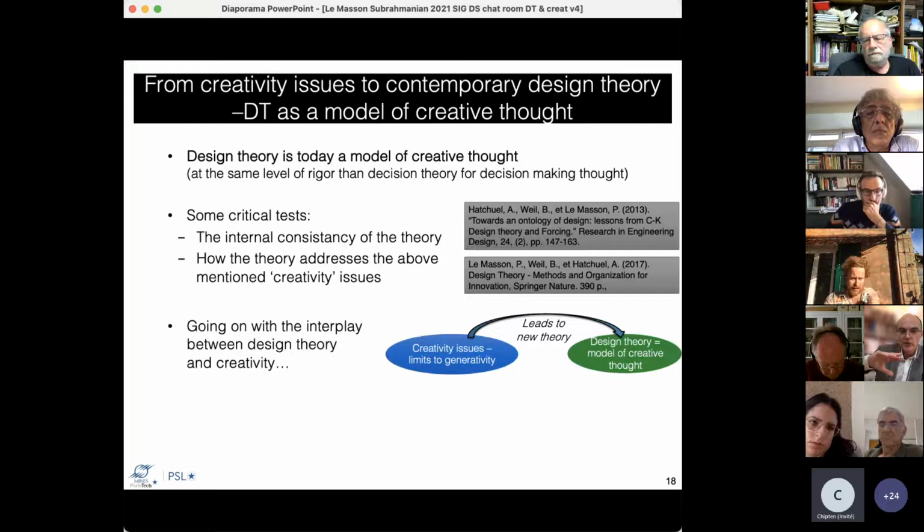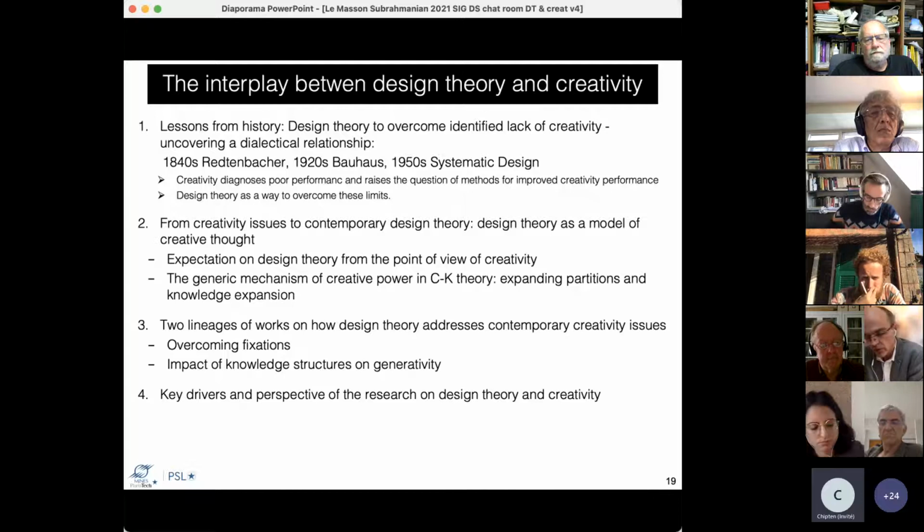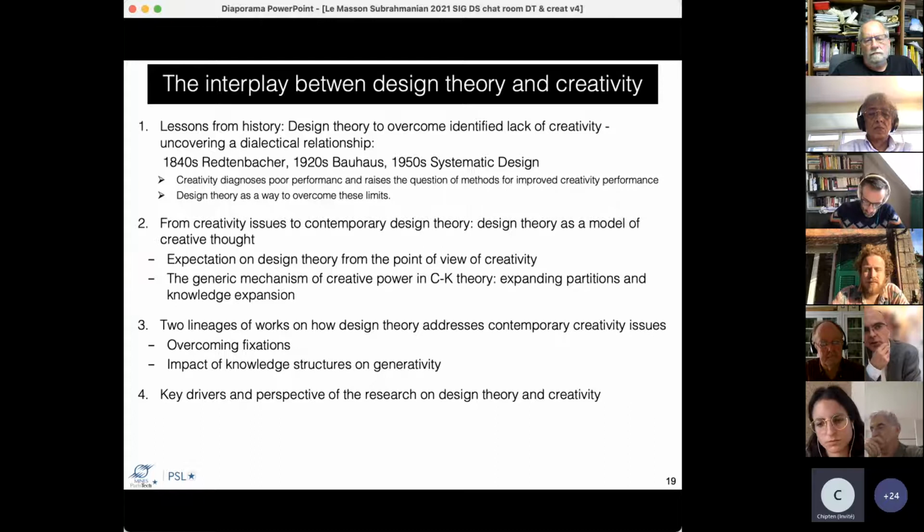We see that we have covered a first movement from creativity issues to design theory as a model of creative thought. And of course, the rest is now to wonder whether, based on this design theory development, we can now provide new grounds and new perspectives for studies on creativity phenomena. This is what we do in the third part. It would be very long to show you all the works that have been done based on design theory to discuss creativity issues. We, with Sub, decided to focus on two streams of work. The first one, the works addressing the question of overcoming fixations. And the second one is the works that precisely take advantage of the fact that design theory takes into account the knowledge background. So the studies that show how knowledge structure can provoke some form of interesting creativity.